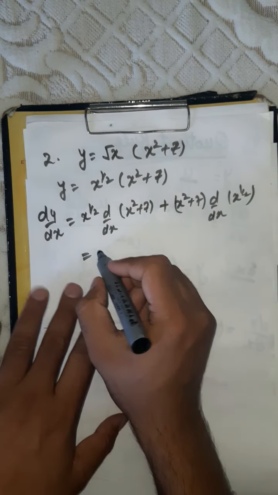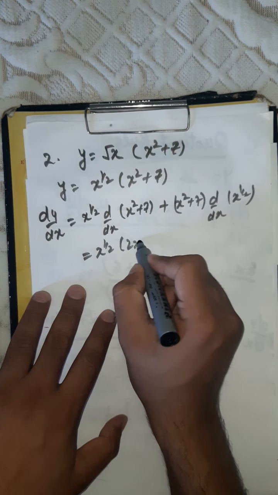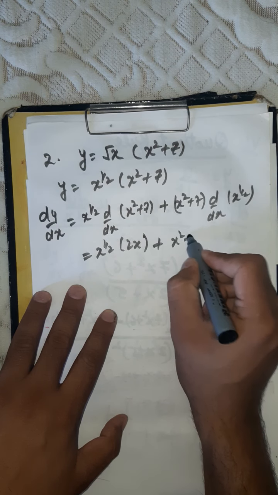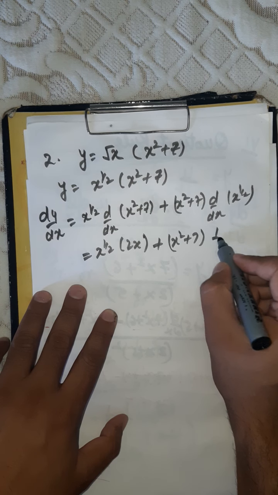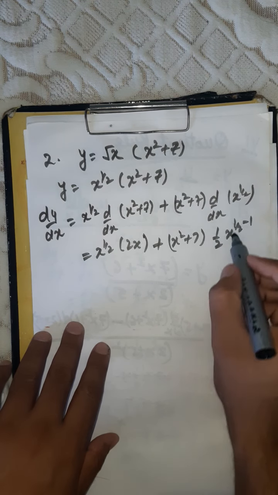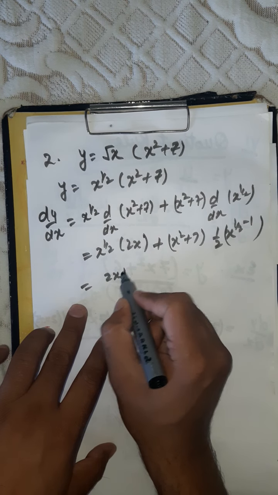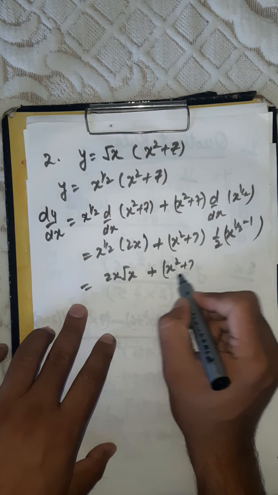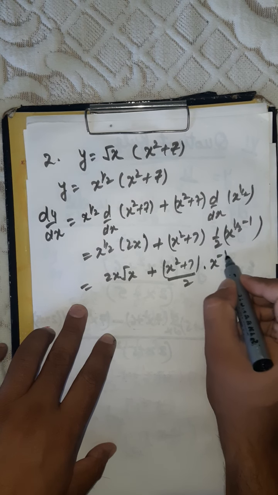Okay, now we just have to simplify it. Take the derivative. The derivative of x square is 2x, but the derivative of 7 is 0. So we can leave it. x square plus 7, derivative of x power 1 by 2. You remember, we have just done 1 by 2 x power minus 1 by 2. Okay. Now it becomes 2x into root x plus x square plus 7 upon 2 into x power 1 by 2.